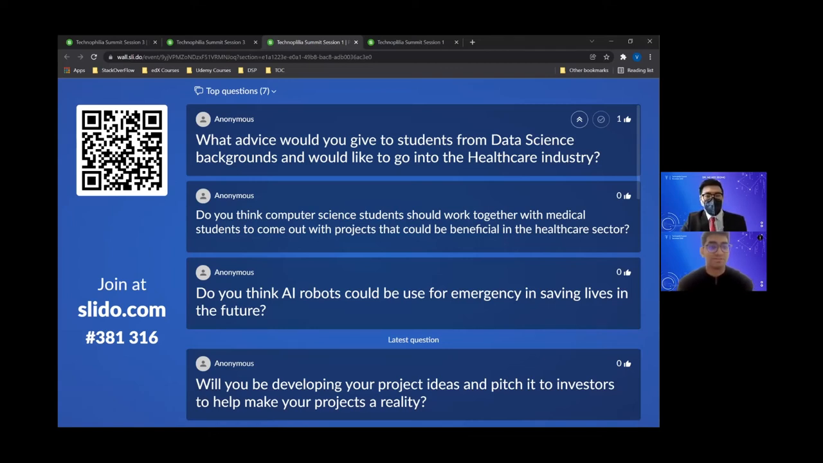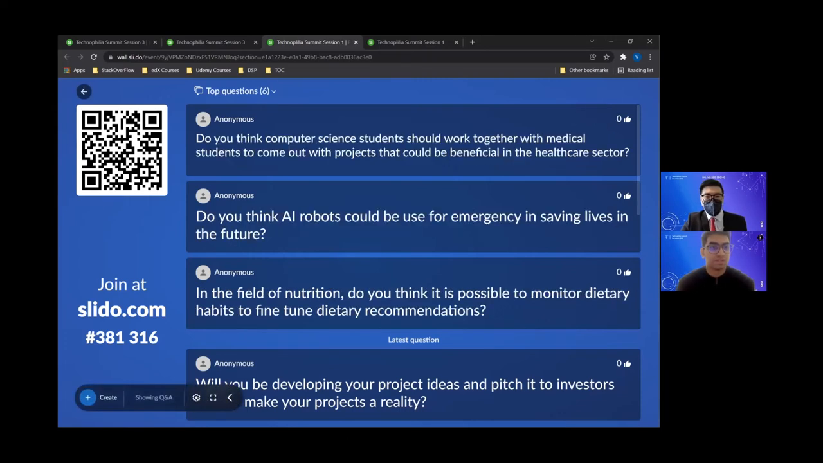Great. That's actually very fascinating to be able to apply that virtually due to the pandemic. All right. I think the next question is, do you think computer science students should work with medical science students to come up with this project that could be beneficial?